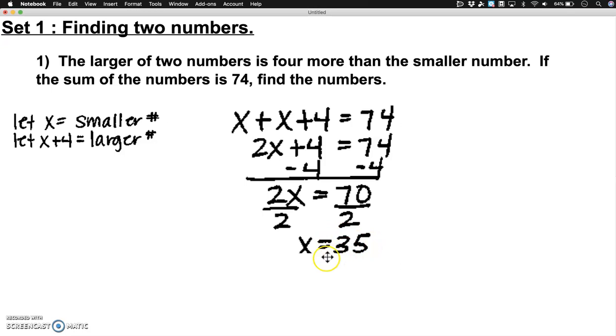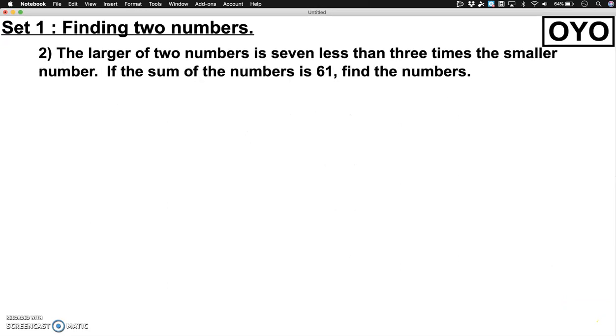The x represented our smaller number, so we still need to find our larger number. Our smaller number should be 35, and 35 plus 4 should be 39. Next is an on-your-own problem that is similar to the first.